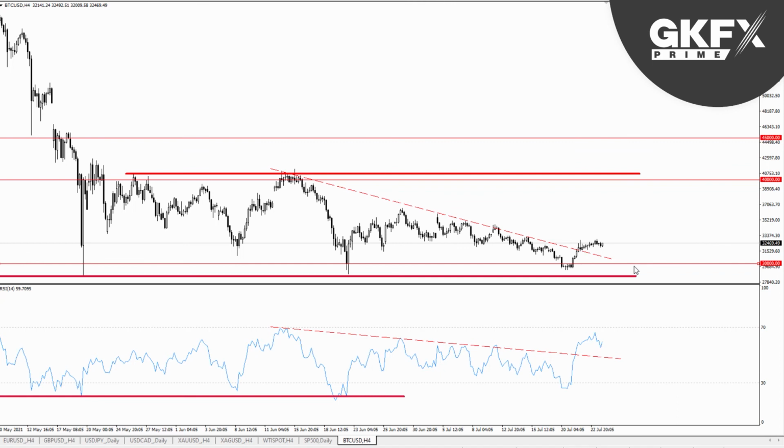And if we got above the middle of the range, which is basically 30,000 to 40,000, if we got above 35,000, I think people would be confident to try and test the top of the range at 40,000 again, and then we just need to see if we can get through there.